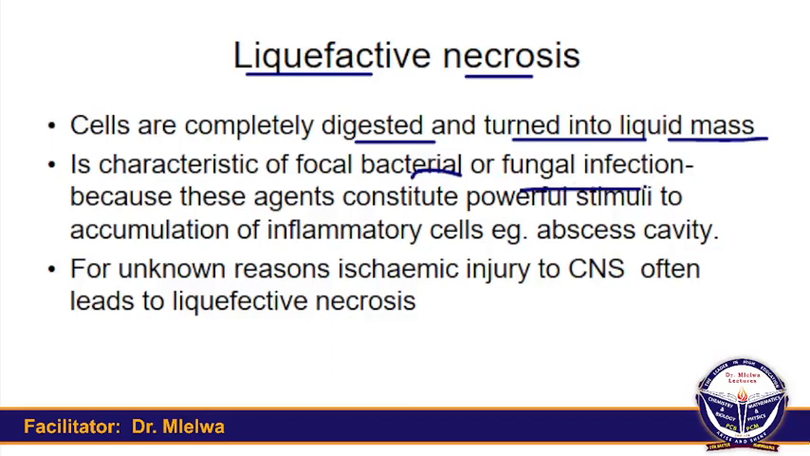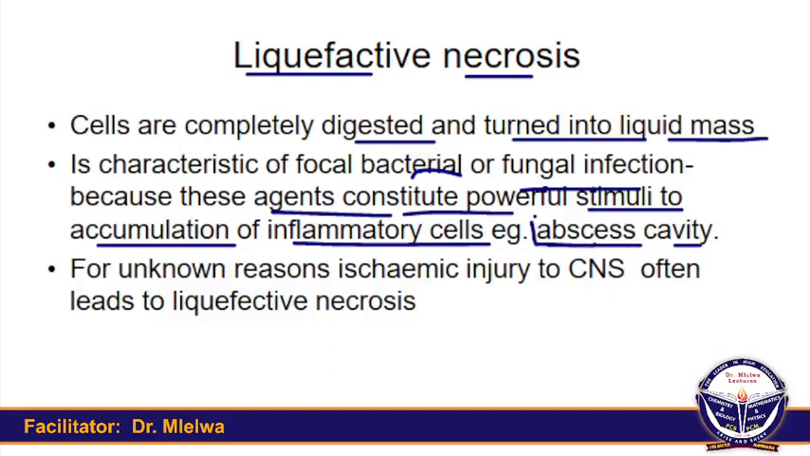These bacterial or fungal infections now release different factors which cause digestion of the cell, because these agents constitute powerful stimuli for the accumulation of inflammatory cells. For example, an abscess cavity. Abscess is jipu, that is what it is called in English. When we lance a boil, we drain the pus; lancing a boil is opening the abscess cavity. So inside there may be bacterial or fungal infections within the abscess.